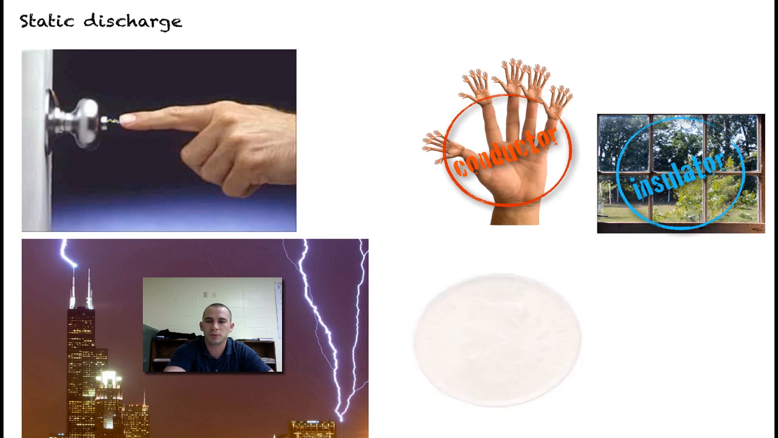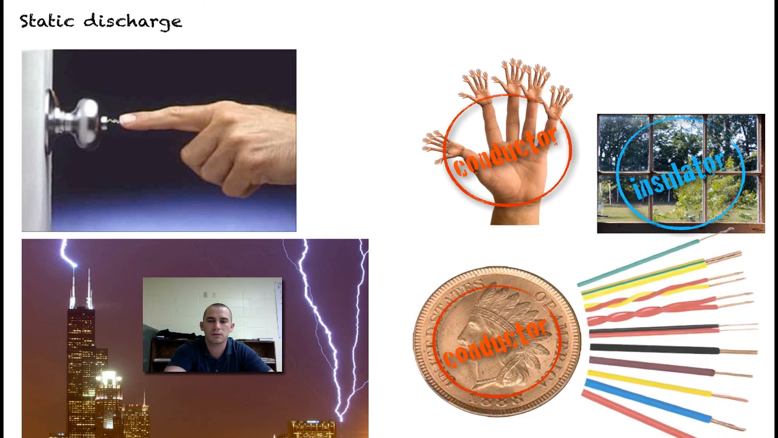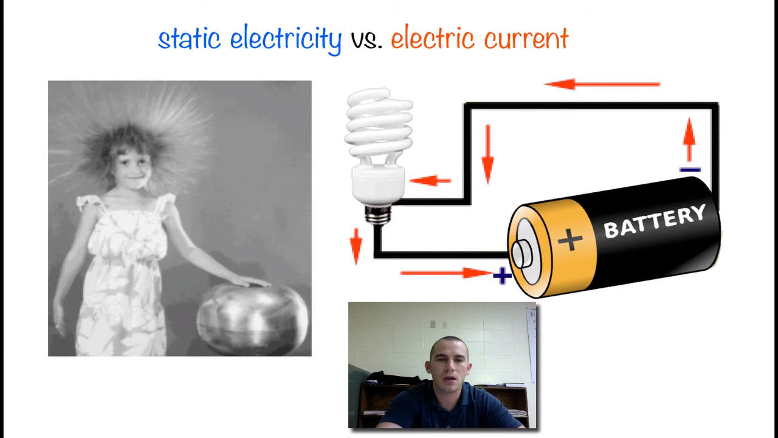Let me go through this real quick. The difference between static electricity and electric current. You're probably familiar with both of them. Electric current is what you use in your house to turn on the lights and power your electronics. Static electricity is just that. It's static electric charge. When objects have a buildup of electric charge on them, that's known as static electricity.